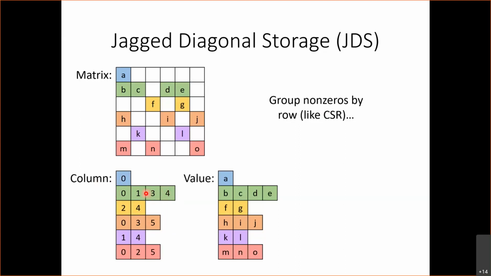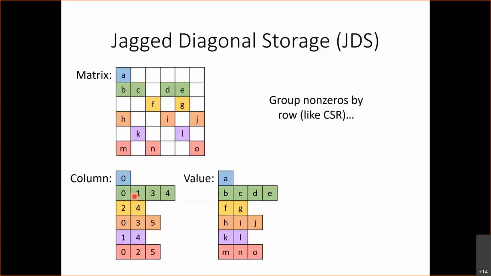So the main problem with control divergence is when threads that are next to each other are processing rows that have a significantly different number of non-zeros. So what can we do to avoid this? What can we do to have threads that are next to each other process rows that are of similar size so that we have less control divergence? Sort by row size, reorder.